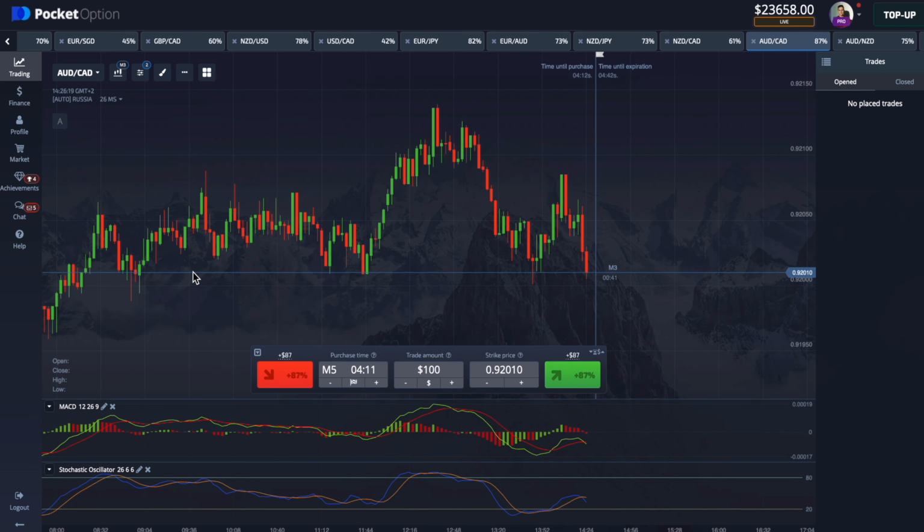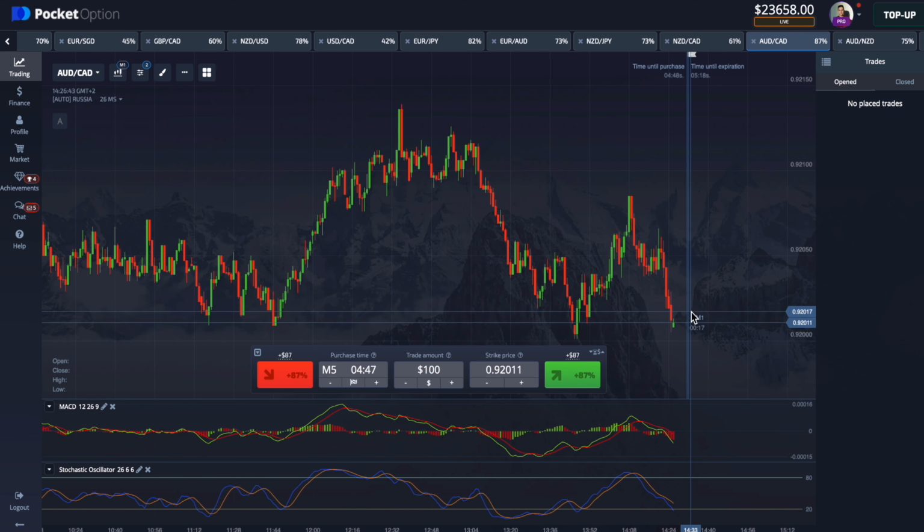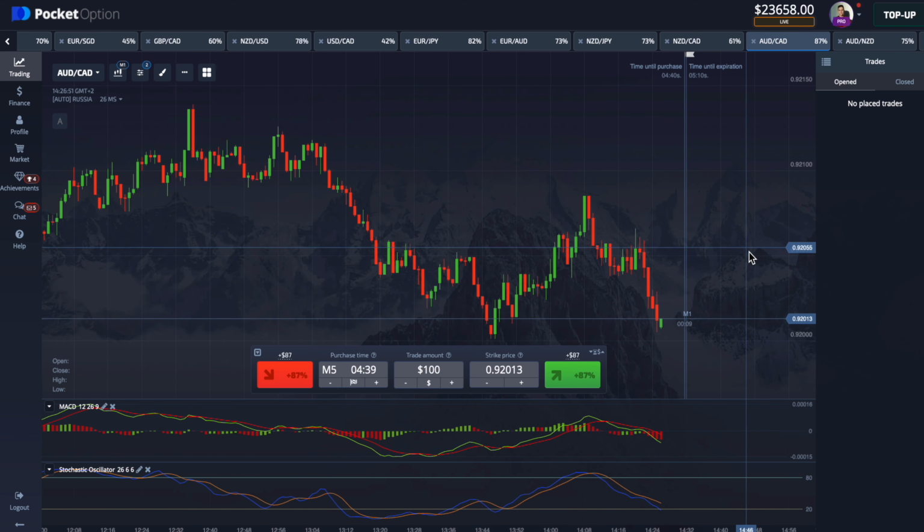The market has already started moving down, so we don't have much time to make our trade. So we wait for a quick roll off and buy a put option with a 5-minute expiration time.